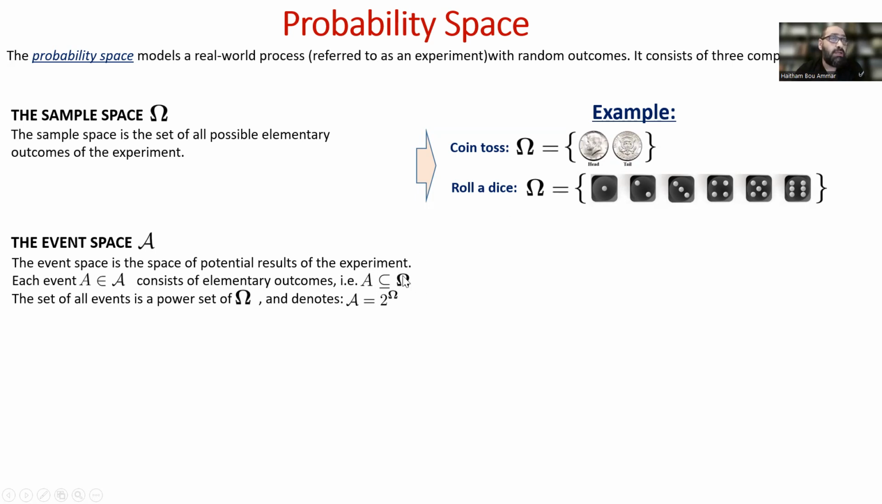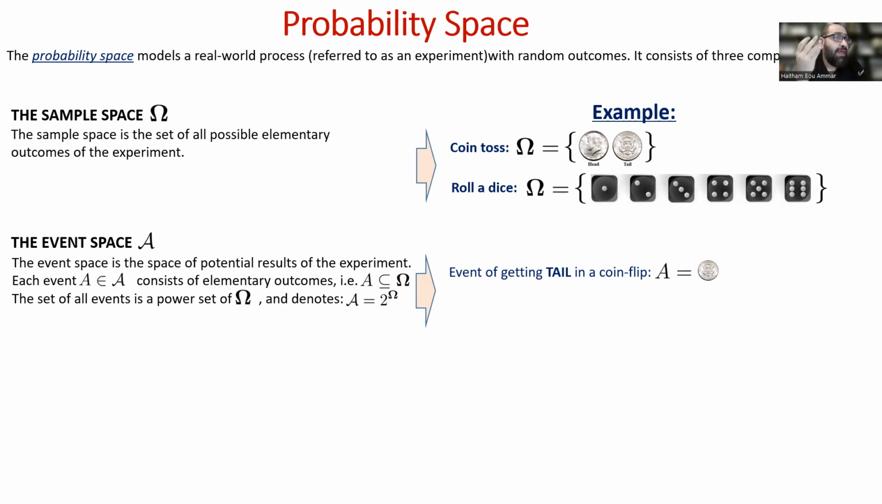It could be a subset of omega, or it could be the full omega itself, if we're interested in that type of outcome or that type of event. And the set of all events, so all the possible events that could happen, is the power set of omega, which is 2 to the power omega. So let's take an example of this. This sounds like a very tedious way of describing something, but the idea is very simple, really.